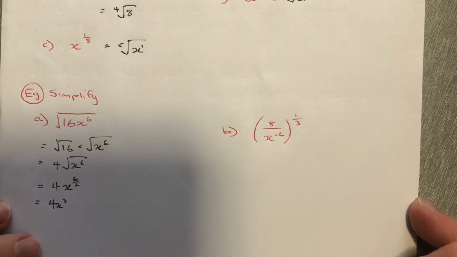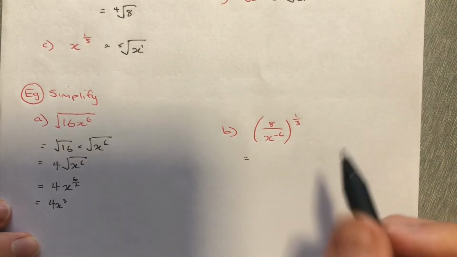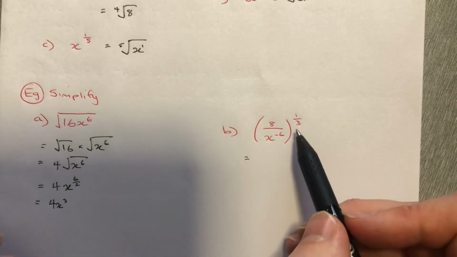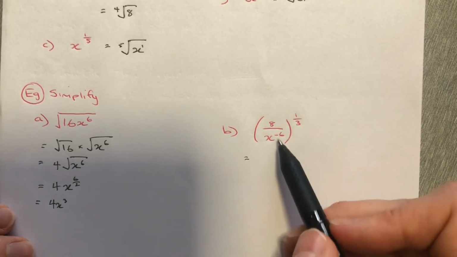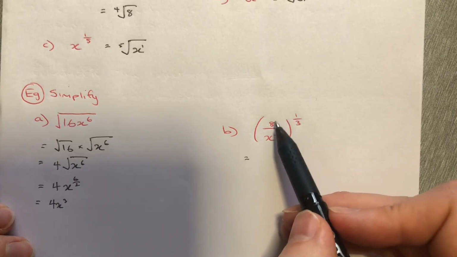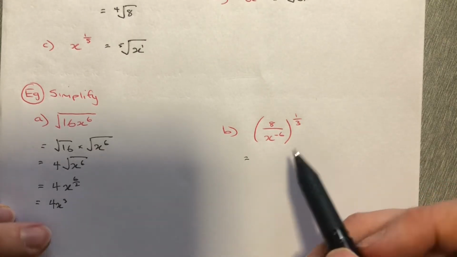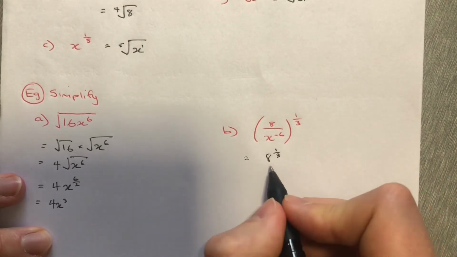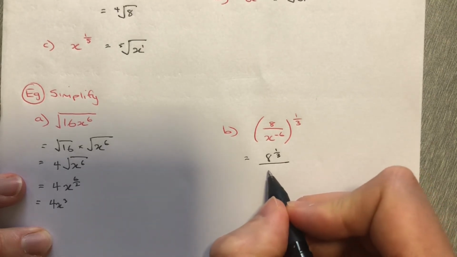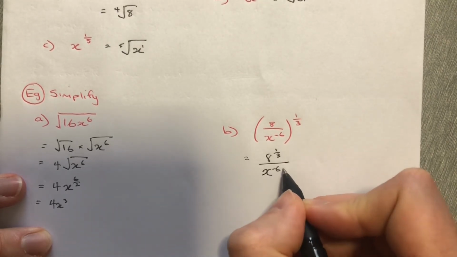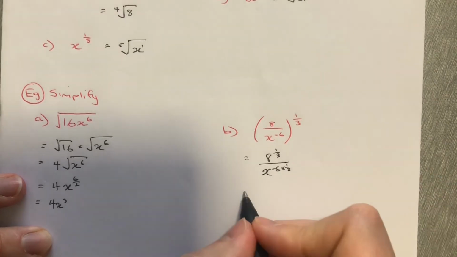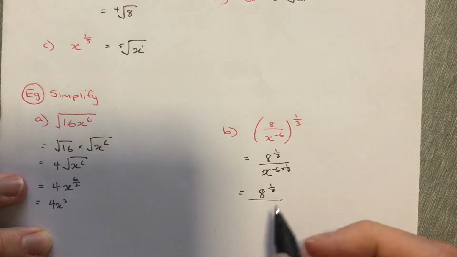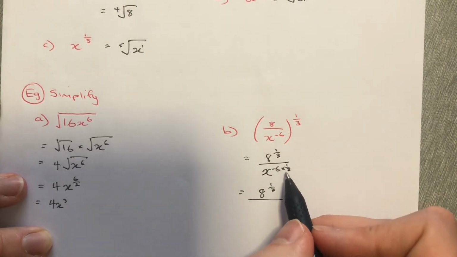Alright, last one. Now let's remember some of these index laws. When you've got a power on the outside here and you've got a fraction on the inside, remember that power will apply to the top and the bottom. Okay, so that's going to give us 8 to the power of 1/3 divided by x to the power of minus 6 times 1/3. So that's going to be 8 to the power of 1/3. Let's just leave it like that. Divided by, now minus 6 times 1/3 is minus 2.